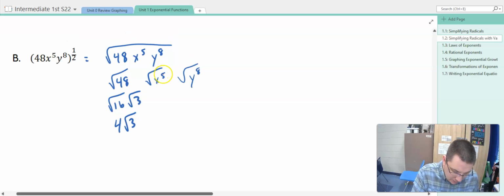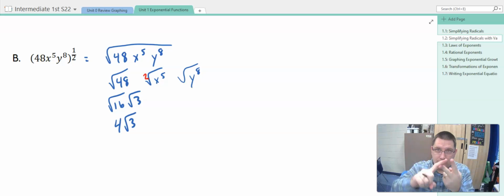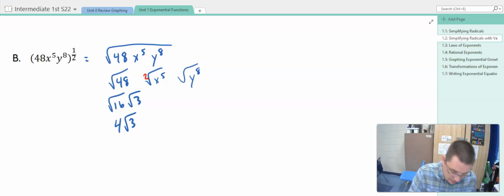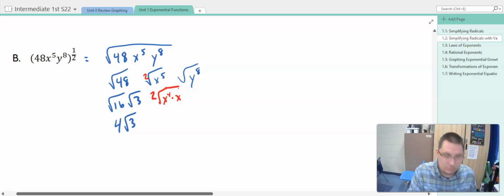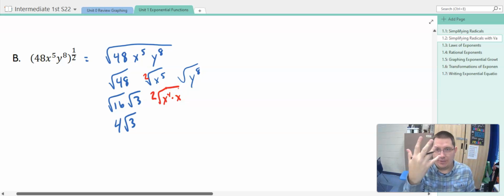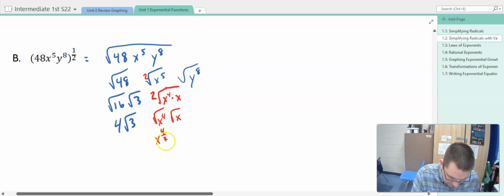We look at the x part. Again, we're doing a square root. If you need to put that 2 there, that's okay to remind yourself what power we're dealing with. So we're looking at multiples of 2. So 2, 4. We can't go to 6 because we don't have enough. But we can go 2, square root, x to the 4th times x, because 4 x's and 1 x give us 5 x's, right? So we can break that up. Square root of x to the 4th, square root of x. So this is going to reduce, right? So x to the 4th over 2. And so 4 divided by 2 is 2.